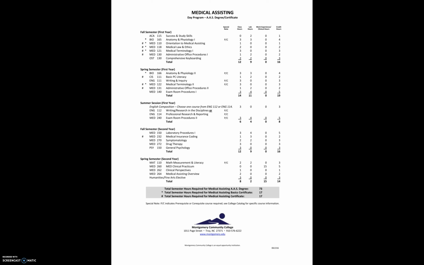Under fall semester first year, you will see Biology 165. Notice that there are 3 class hours, 3 lab hours, and 4 credit hours. For this class, you will be in class for 3 hours, which consist of lectures or discussions on the topic. You will also be in lab for 3 hours. Labs generally consist of hands-on activities that promote learning. In biology, you are likely to work with microscopes and dissect specimen as part of the class.